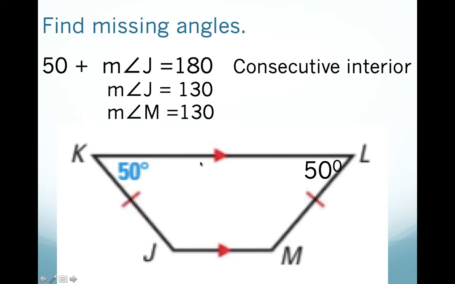Recall from earlier this year that if you have parallel lines and a transversal, the consecutive interior angles add up to 180. Write an equation, solve for angle J, and then I know that angle J and M have to be equal because they are base angles in an isosceles trapezoid.